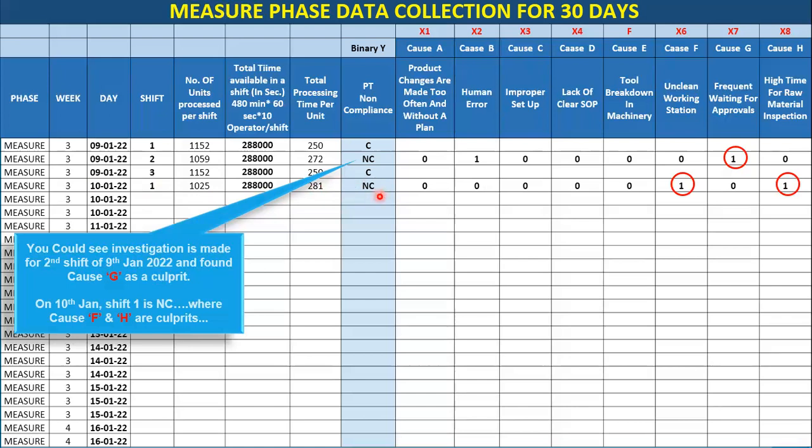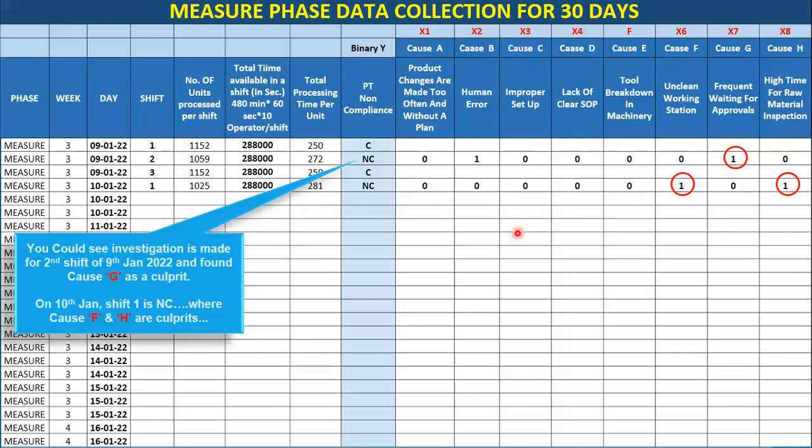PT non-compliance. Now what the supervisor or assistant manager needs to do is investigate why a given shift is NC. So they found that an unclean working station and high time for raw material inspection really consume lots of time, and that is why fewer units were produced, and that is why processing time per unit is higher, and that is why it is leading to NC. So these two causes are the culprit here.